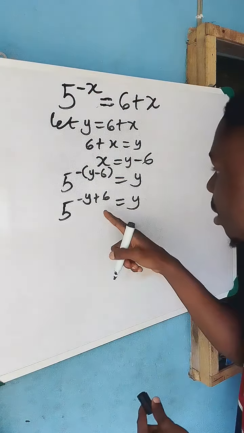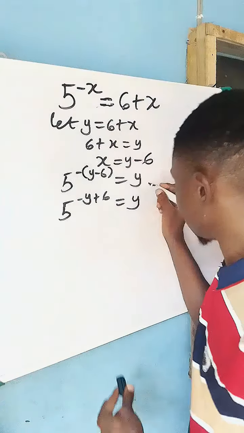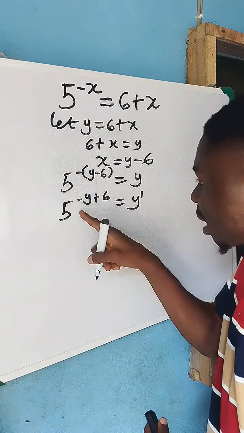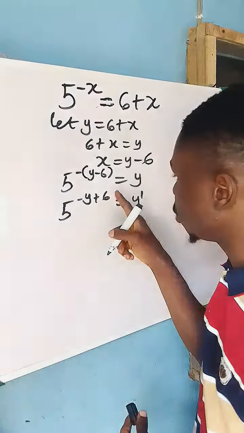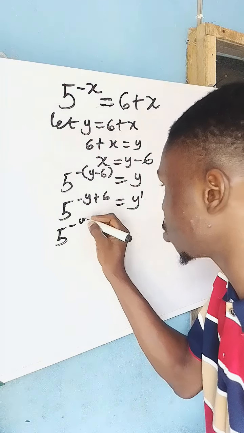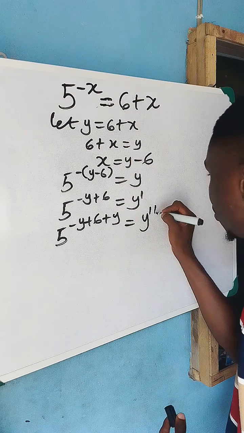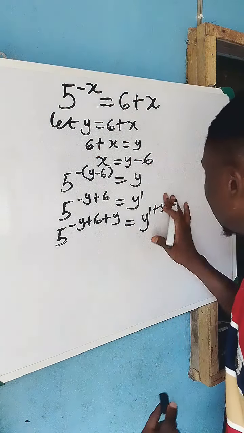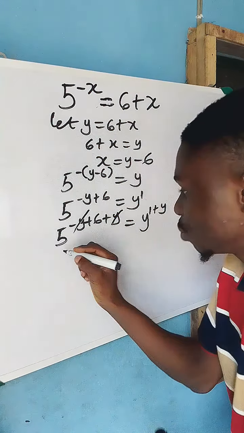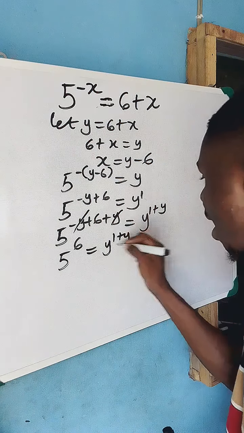So let's look for a way we can eliminate this y. Of course, now remember, this has a natural power of 1. Alright? We are looking for a way we can eliminate this y. So if you add y to both sides, we are going to clear this y. So this now becomes 5 to the power of minus y plus 6 plus y is equal to y to the power of 1 plus y. Okay? Now this will cancel out, and we are going to be left with 5 to the power of 6 is equal to y to the power of 1 plus y.